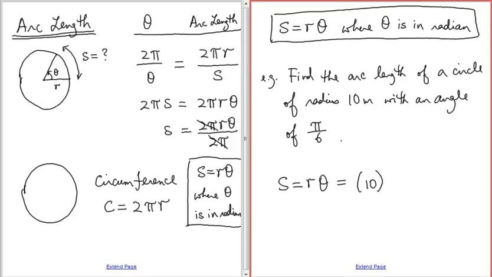What is 10 m? So what does m stand for? Meters, right? That's the unit. So r is equal to 10. What is the theta? It's pi over 6. So that will give us 5 pi over 3. The unit is absolutely important. What is the unit? Meters, right? Because we have meters over here.